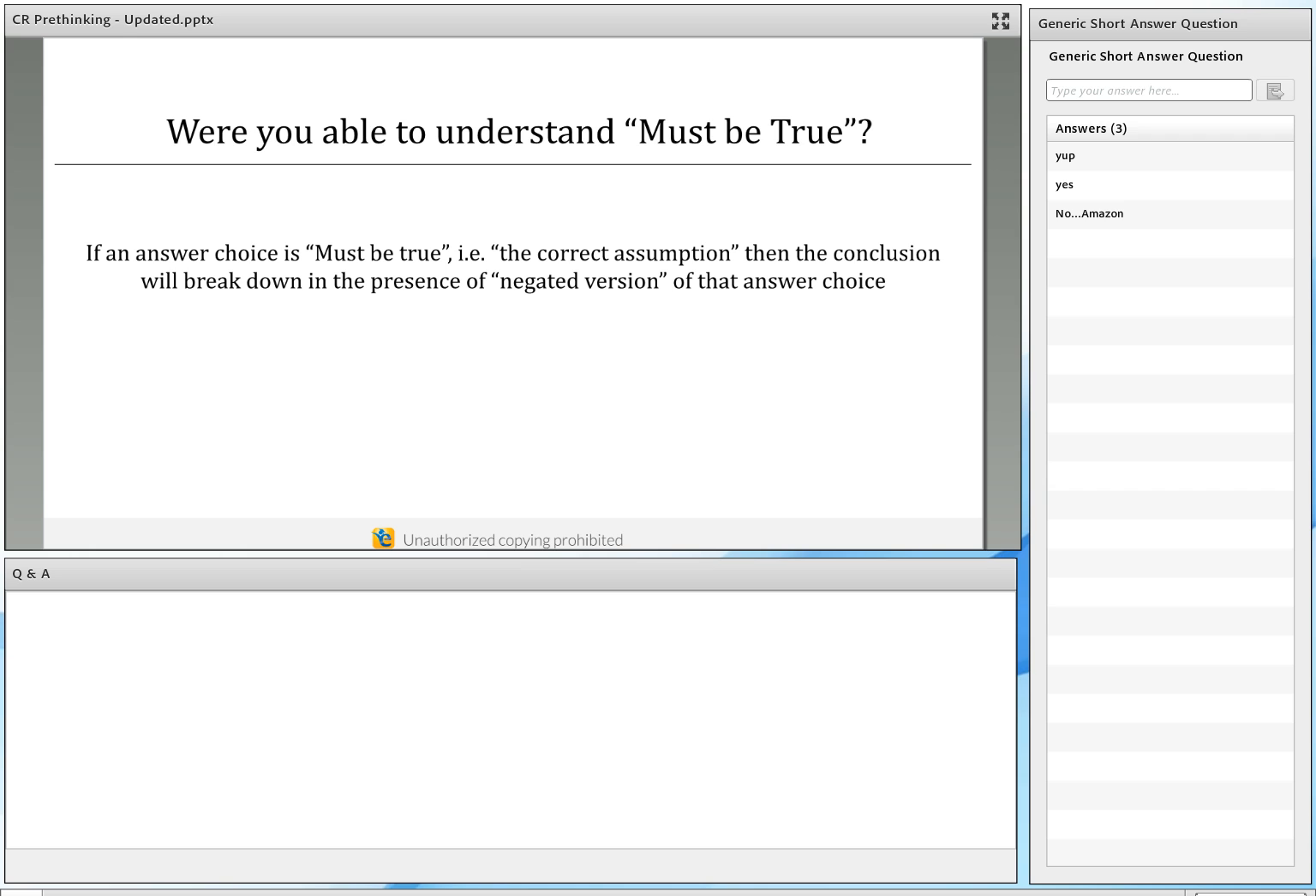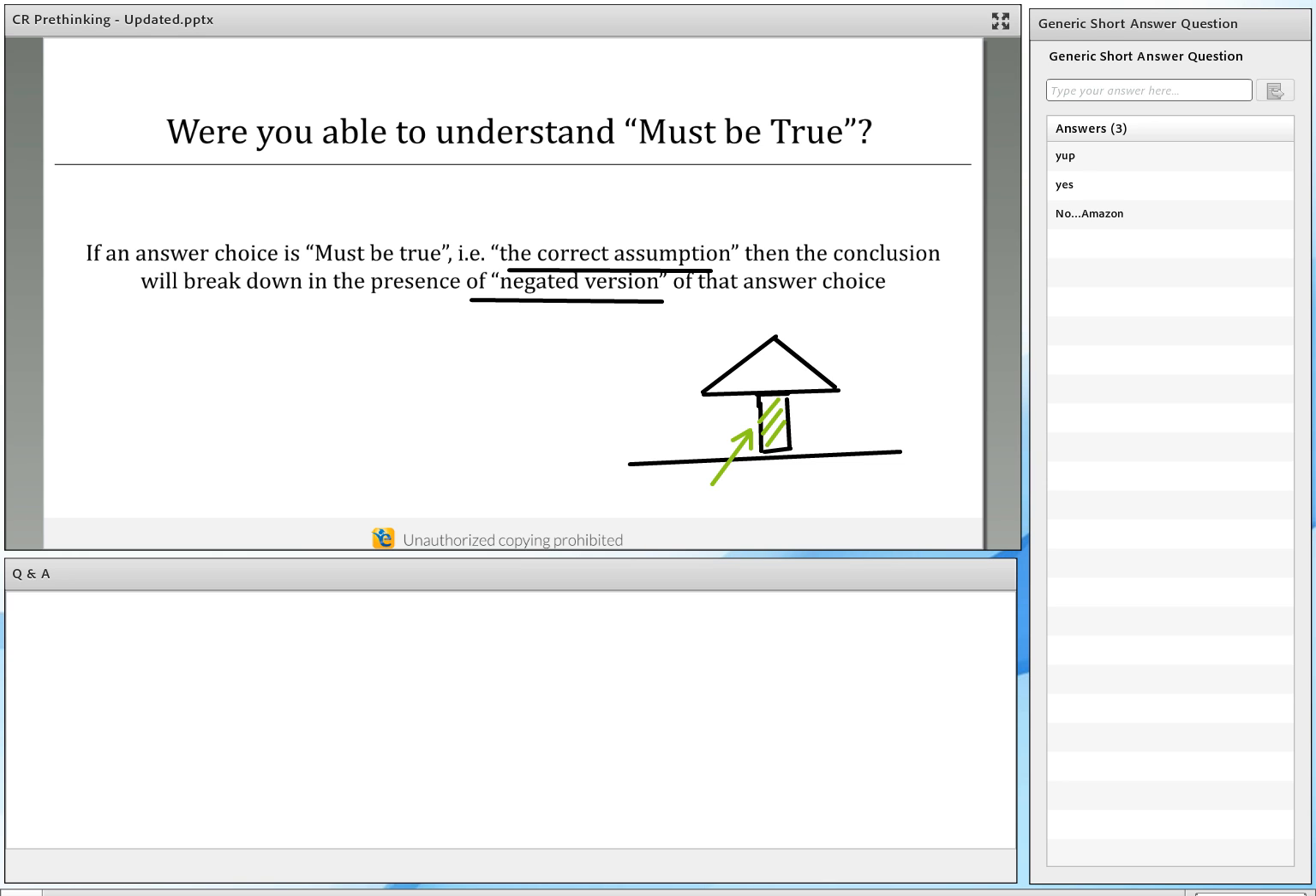So while evaluating an answer choice, or while even pre-thinking, if that statement is the correct assumption, then what you're going to find is that the conclusion will break down in the presence of the negated version of the answer choice. And if you think about this, this is very, very logical. Why? If we go back to our house example, remember that essential pillar over here. If we say that this guy over here is that essential pillar, then what should happen when you remove that pillar?